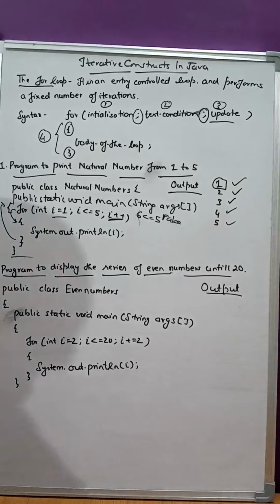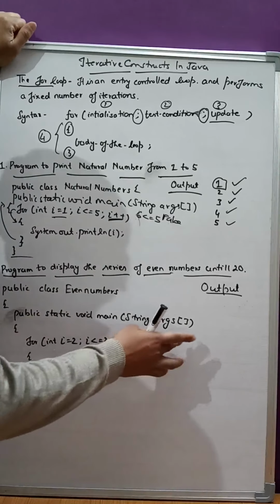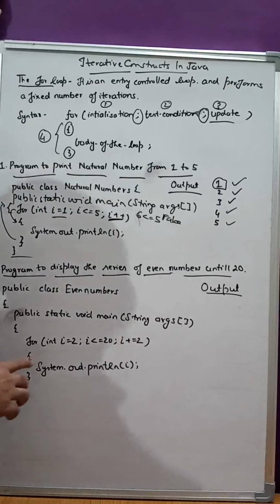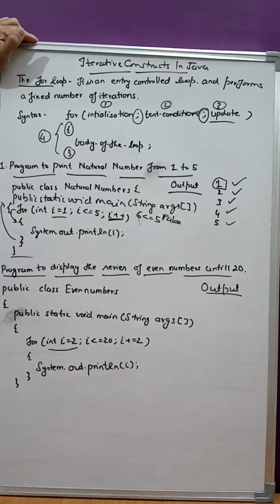So first we have written public static void main(String args), and then we have taken a for loop, and the initialization starts with I is equal to 2. This is only because the even numbers start from number 2, and we have to print until 20. So what will be the even numbers printed? That will be 2, 4, 6, 8, 10, 12, 14, 16, 18 and 20. All these values will be printed.